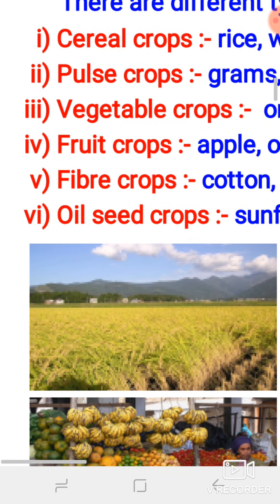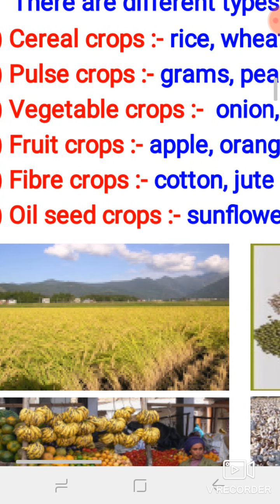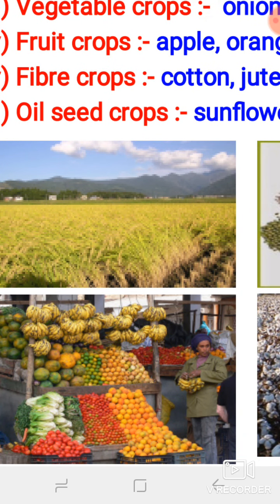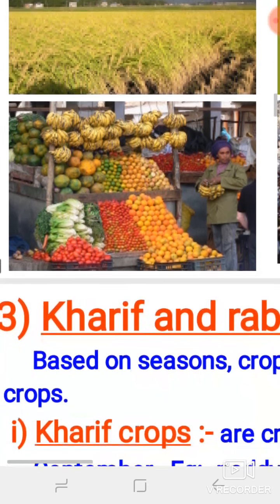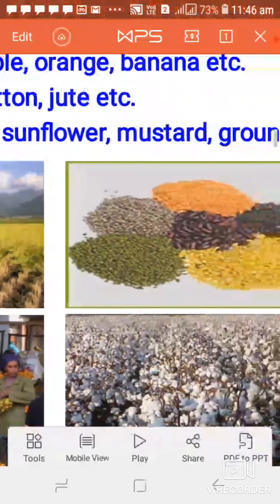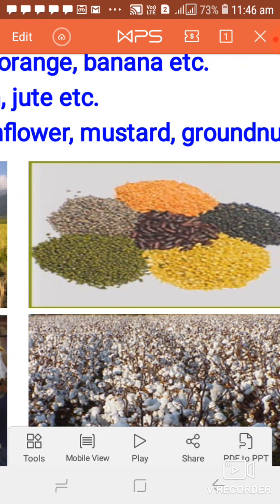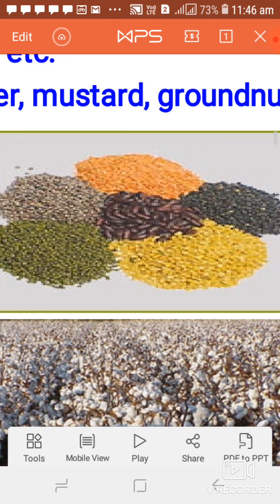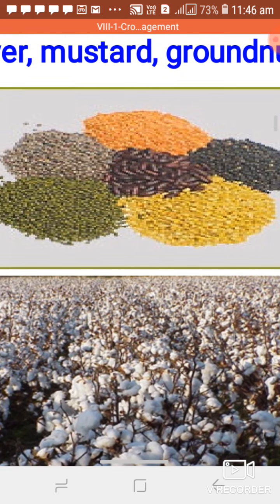In the given diagram, the first picture represents the cereal crop. In the second you can observe fruit crops, different types of fruits. Then in the next you can observe the pulses. Keep in mind that the various types of pulses vary according to their color also, as you can observe here.